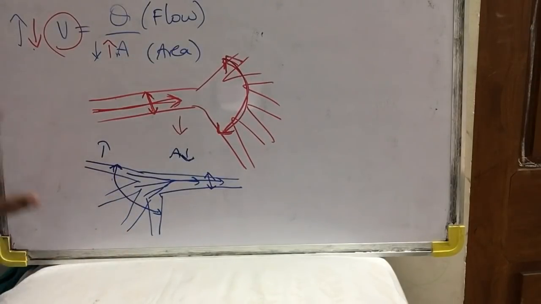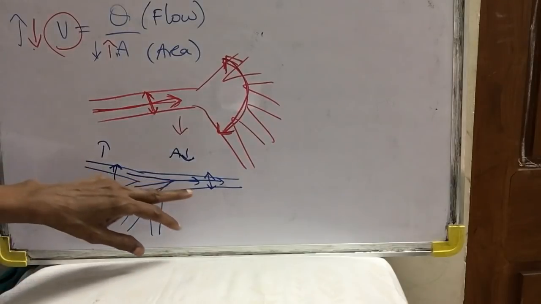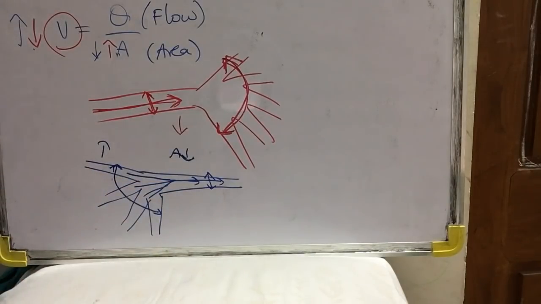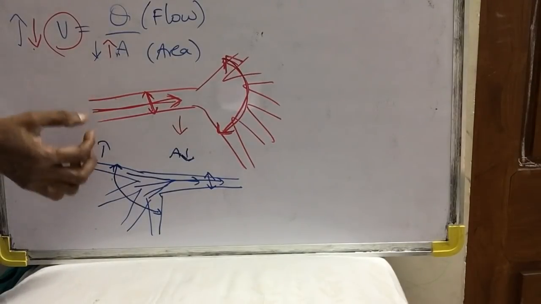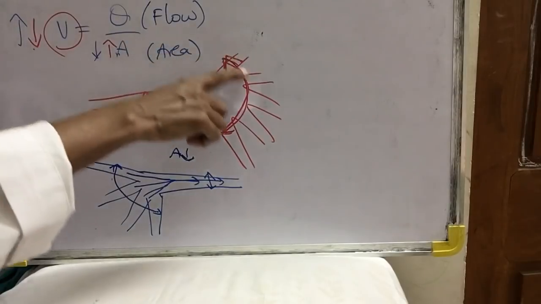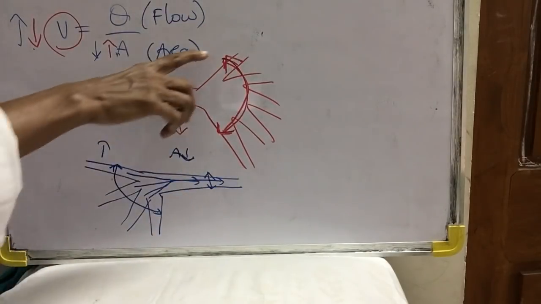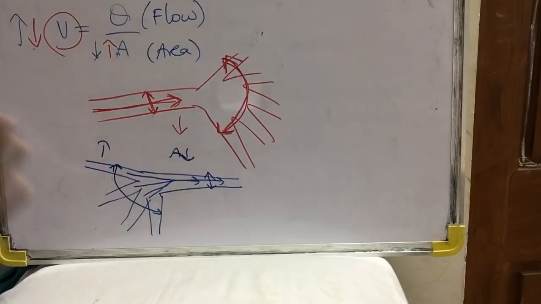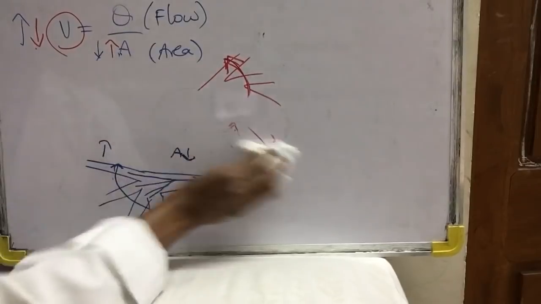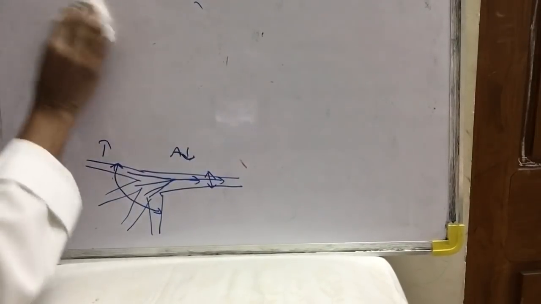In the venules the velocity is less, and in the veins or the larger veins the velocity is more. Whereas in the larger arteries, since the cross-sectional area is less, the velocity is more. In the smaller arteries or arterioles, since the cross-sectional area is more, the velocity is less. So you just note down this point.